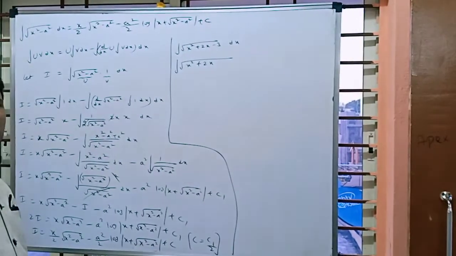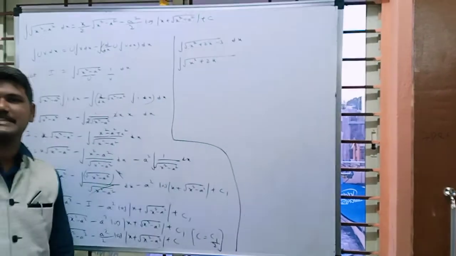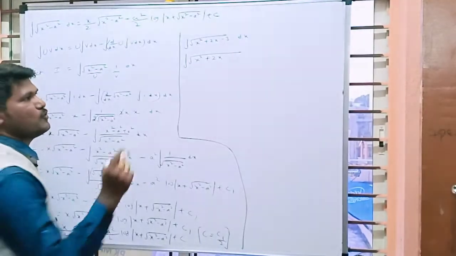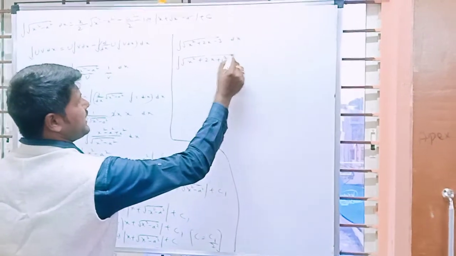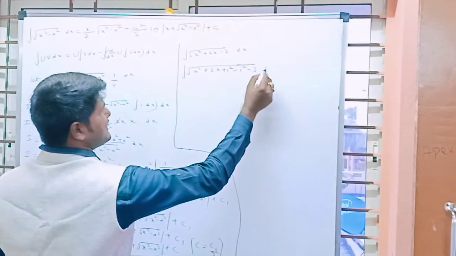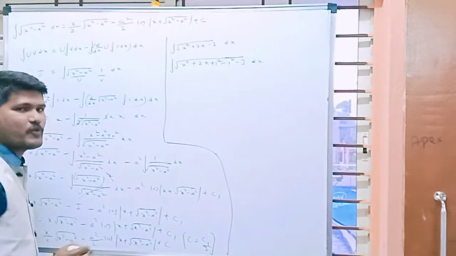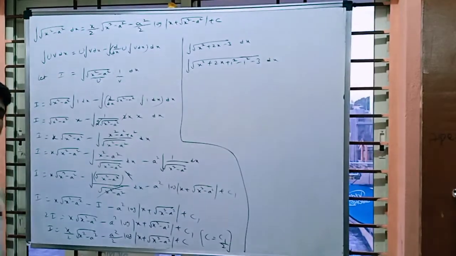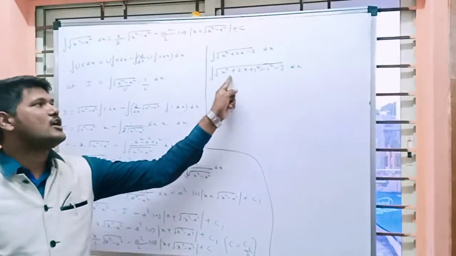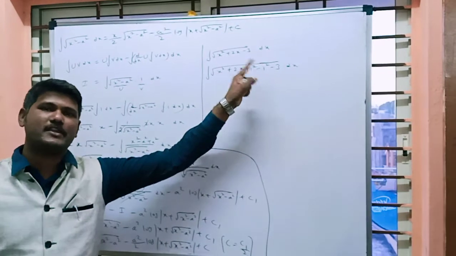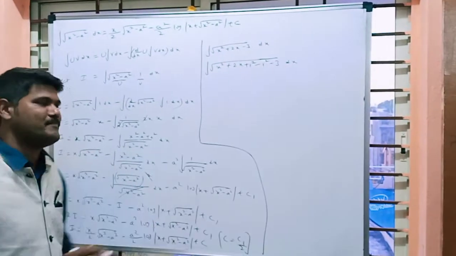Now you see what is the coefficient of x. Coefficient of x is 2. What is half of 2? 1. So plus 1 square minus 1 square minus 3 dx. This is called the completing the square method. What is meant by the completing square method? This is not in the form of x square minus a square, so we can convert it into that form.